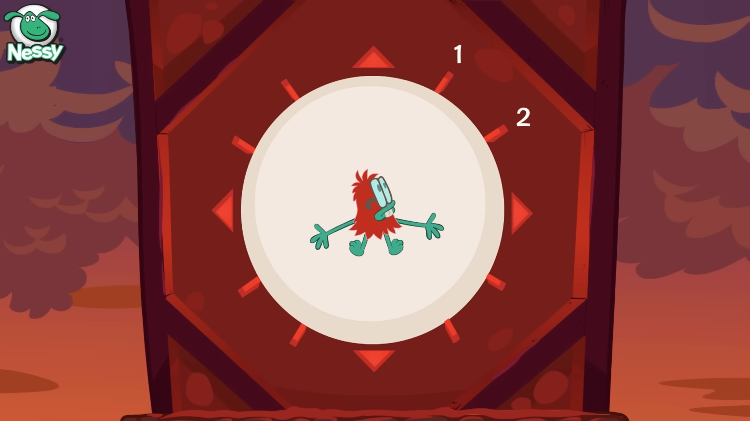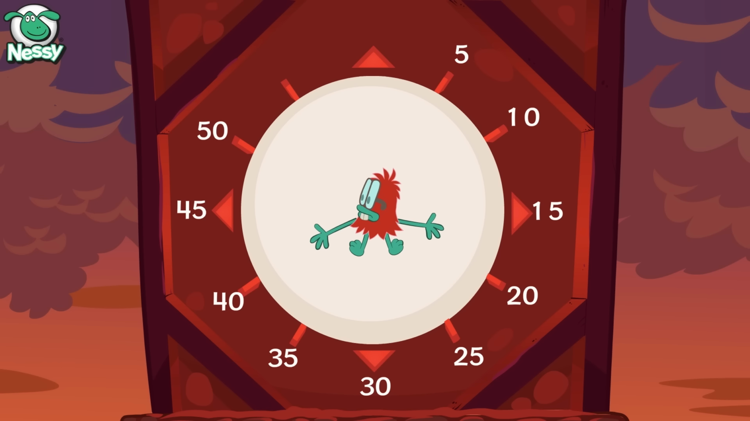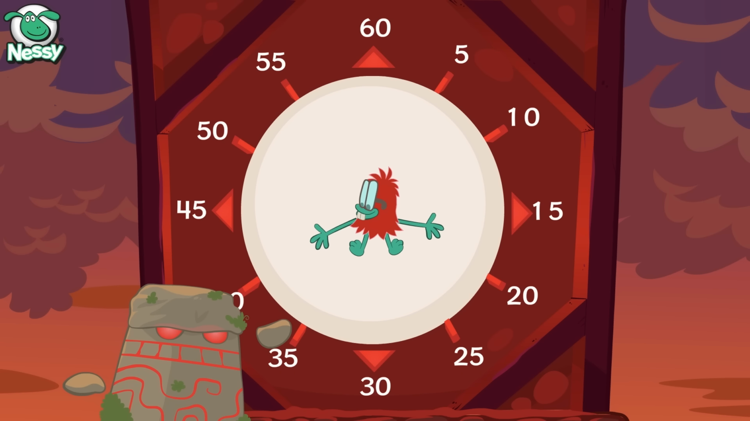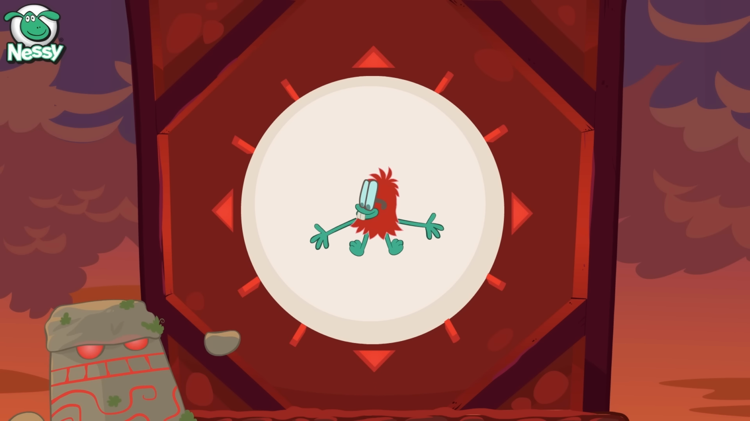The clock shows 12 hours. The clock also shows 1 hour chunked into 12 lots of 5 minutes. 12 lots of 5 minutes is 60 minutes, an hour. Hey, I bet that means the clock can help us with the 5 facts later.